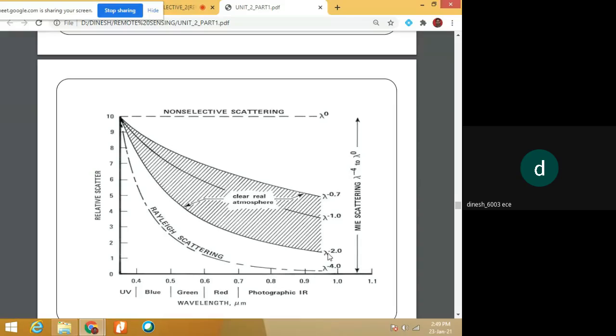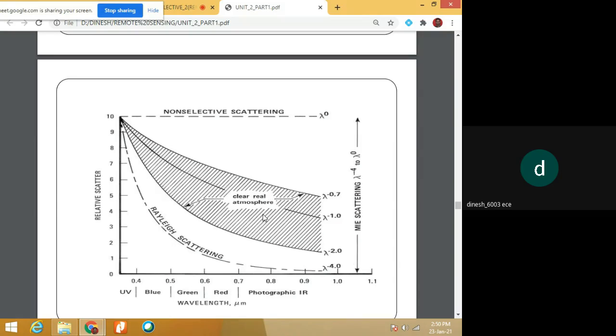The region between lambda power minus 2 to lambda power minus 0.1 is your clear atmosphere region. We can see that this band, from approximately 0.56 or 0.57 micrometer to around 0.92 micrometer of wavelength, gives you a clear atmosphere, in the sense we get a good amount of non-scattering. Clear atmosphere in the sense scattering is very much lesser. So this region can be used for better acquisition of your data. So this is the meaning.